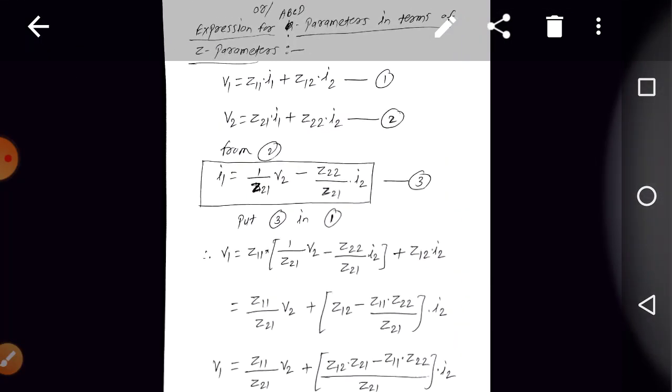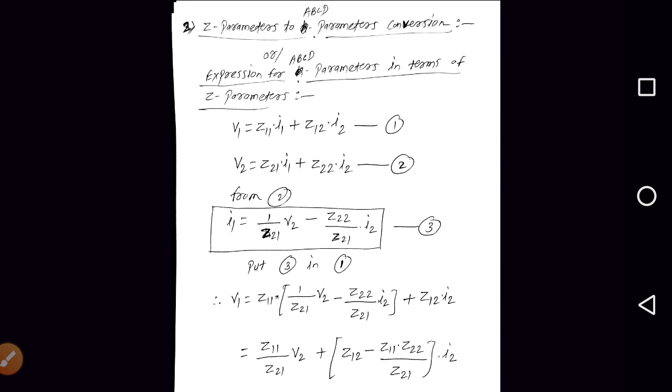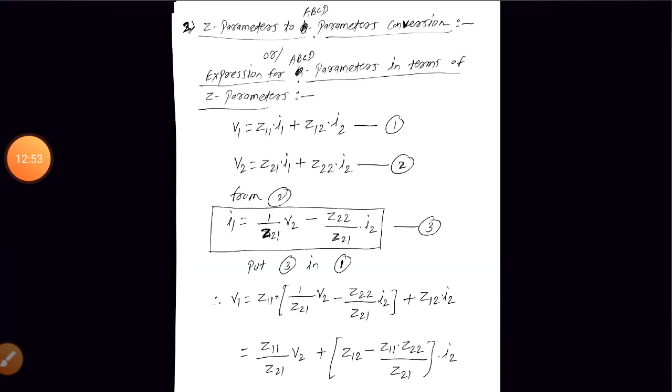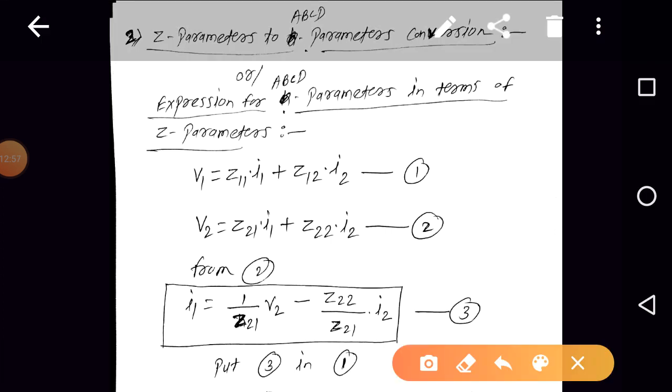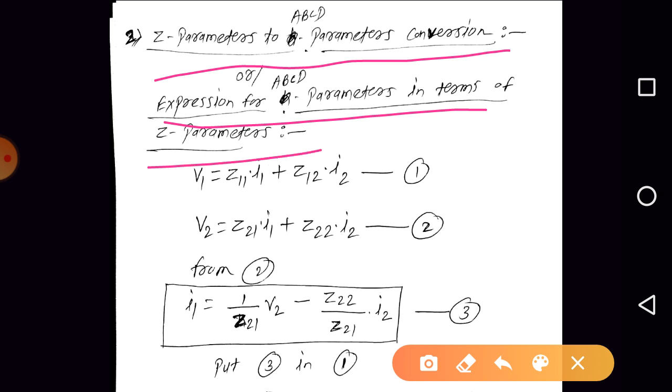Next, second conversion we are going to discuss: z parameter to abcd parameter conversion, right? Z to abcd parameter conversion, or the expression for abcd parameters in terms of z parameters, right? So z to abcd means we are knowing which parameters? We are knowing z parameters.